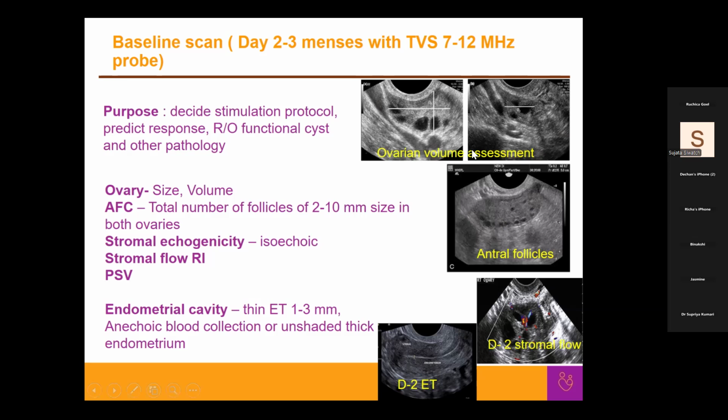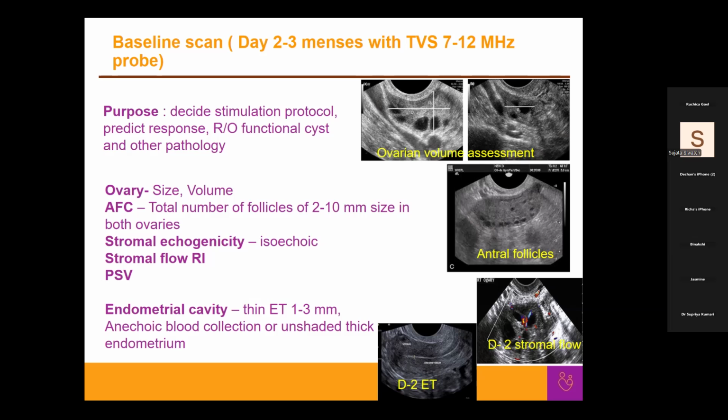I can show, if they are visible on the screen, how to calculate the volume. For the volume, we have to take two different pictures: one is the longitudinal section, another is the transverse section. In the longitudinal section, we take two perpendicular measurements, and in the transverse section, we take the third dimension, and the ultrasound machine itself gives you the volume.